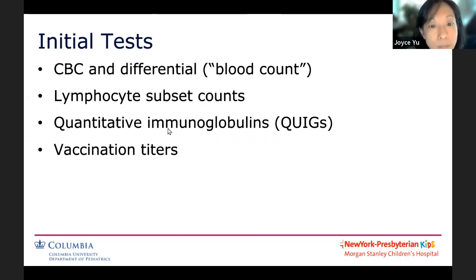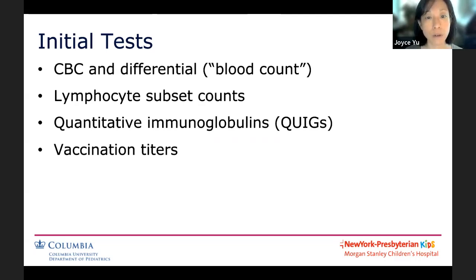We also look at lymphocyte subset counts. So remember the cells that we were focusing on earlier in the previous slide, the T cells and the B cells and NK cells. We look to see how many cells you have. So all of these tests, between the CBC and the differential and the lymphocyte subset counts, are looking at how many cells, right?